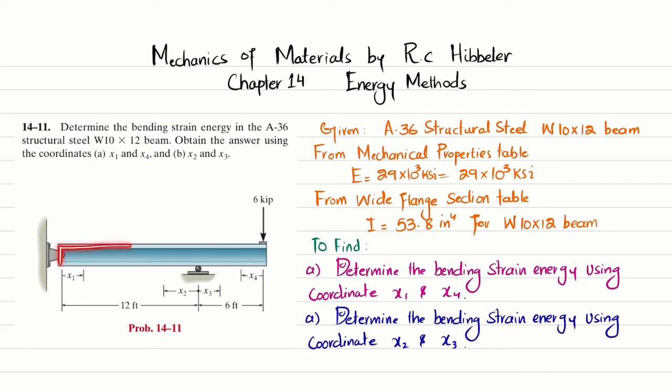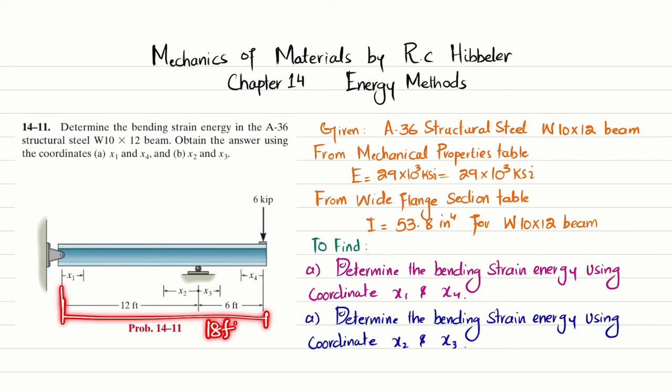So you can see this is the beam, W10x12. At this point there is a pin support, at this point we have a roller support, and at this end we have a 6 kips load. Clear? The total length of the beam is 18 feet.